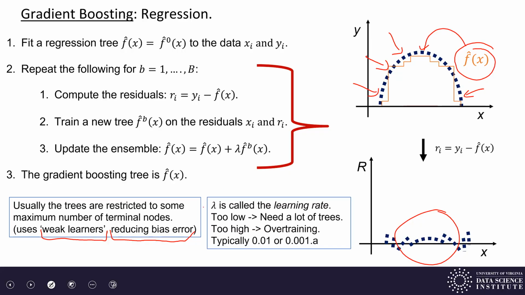Also, lambda is called the learning rate. Here's what happens if lambda is too high or too low. If it's too low, we're going to need a lot of trees because each new tree isn't going to update our ensemble very much, so we need a lot of trees to learn the contours. If it's too high, we'll get overtraining. We're going to learn those residuals, those errors, too quickly, and overtrain on the specifics of our current data. Typically, you pick a lambda of 0.01 or 0.001, and then you might modify it by cross-validation.